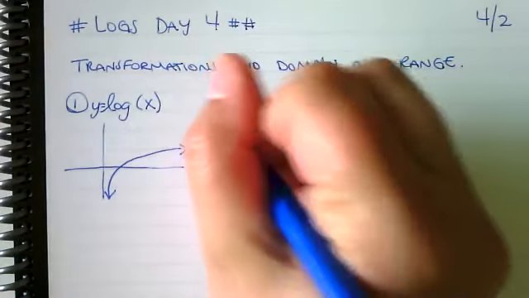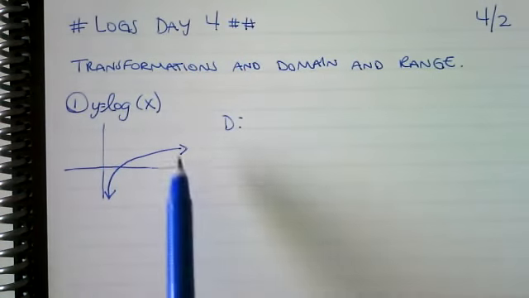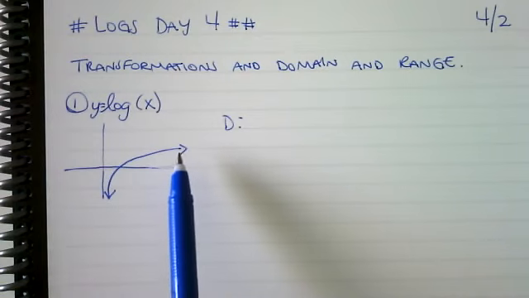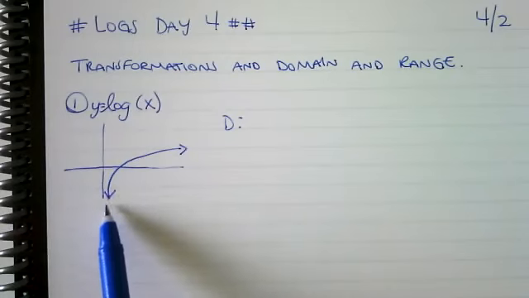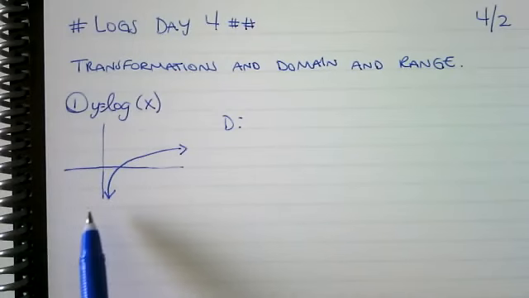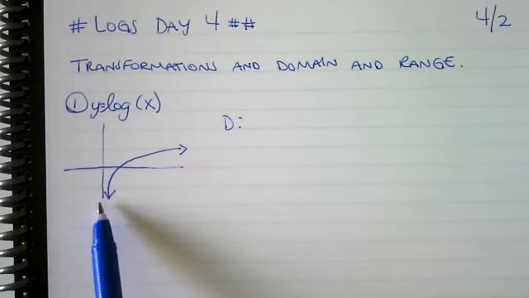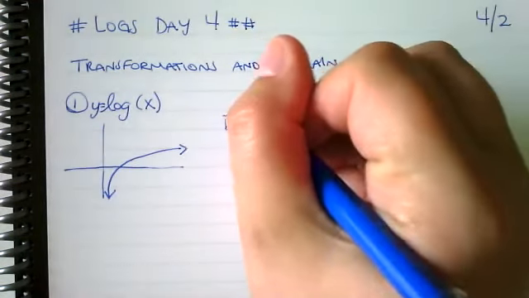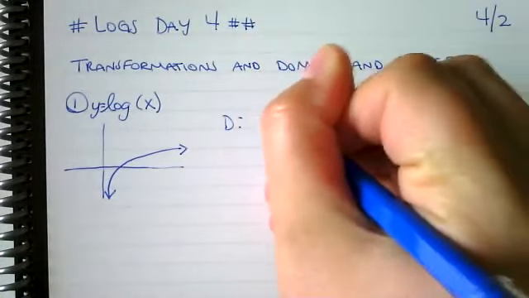So for our domain, remember our domain is just our x values. Just like with an exponential, they have an asymptote, so do our logs. As they go left, we're getting closer and closer, but we're never actually touching the y-axis, because we have an asymptote. So for our domain, we're getting closer and closer to 0, but we're never actually going to have an x value of 0. So if we're doing interval notation, we can say it's going from 0 to infinity.